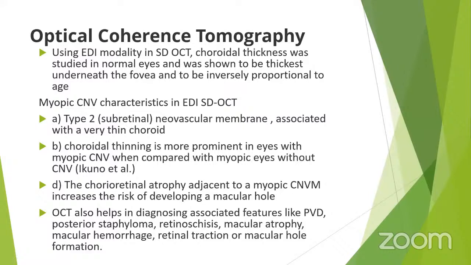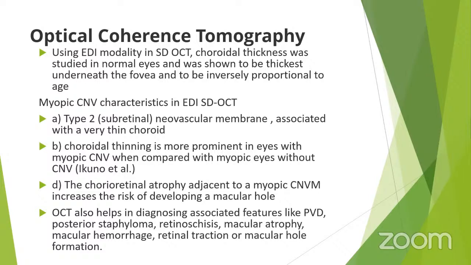With OCT using the enhanced depth imaging modality, choroidal thickness was studied in normal eyes and was shown to be thickest underneath the fovea and inversely proportional to age. Myopic CNVM on enhanced depth imaging SDOCT has the following characteristics. It's a type 2 neovascular membrane associated with a very thin choroid. Choroidal thinning is more prominent in eyes with myopic CNVM when compared with eyes without myopic CNVM.